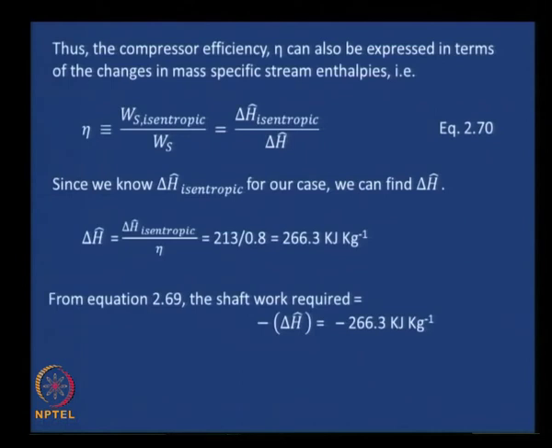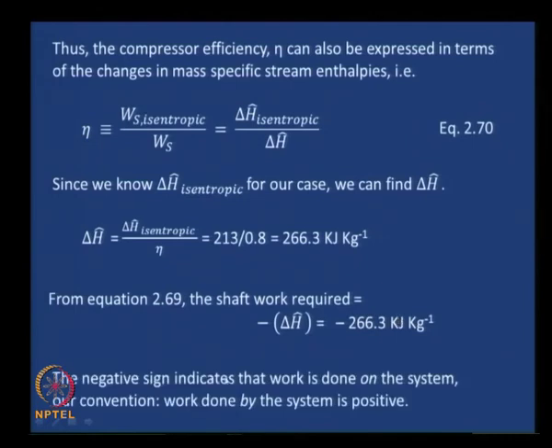You might wonder about this minus here, why are we even looking at this minus, what sense does it make? That minus comes in because of our convention. Note that the negative sign indicates that work is done on the system, which makes sense, work needs to be done on the compressor for it to work, and therefore this minus just indicates that work is done on the system, we do not have to worry about that anymore. Our convention has been that work done by the system is positive, therefore work done on the system is negative, that is all this indicates. Therefore, an amount of 266.3 kilojoules per kilogram of steam work needs to be done on the compressor.